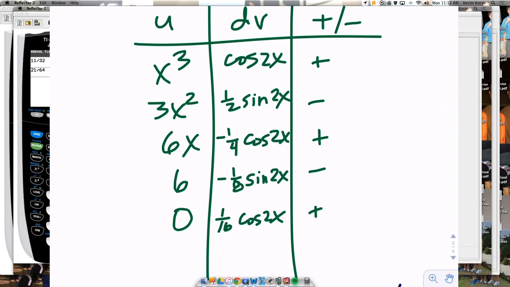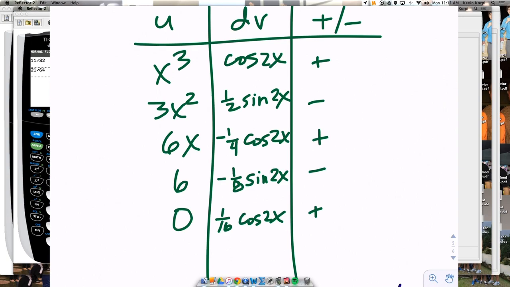So like down here, negative 1/4 cosine of 2x, its derivative is negative sine, which times that negative makes it positive. So you make sure you're getting the right plus or minuses. So that's the column right there in the middle. And then plus, minus, plus, minus, plus, minus.